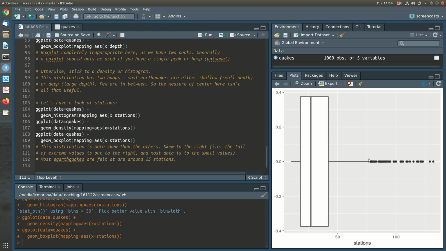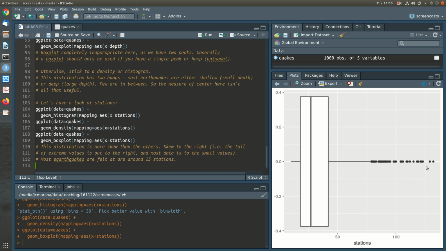These are sometimes called outliers or extreme observations. Sometimes they indicate a problem, sometimes they don't. In this case, I don't think there's any problem at all. Some earthquakes are felt very widely, but most are felt not so widely. They're more localized. That's just a property perhaps of the depth of the earthquake and the magnitude of the earthquake and things like that.